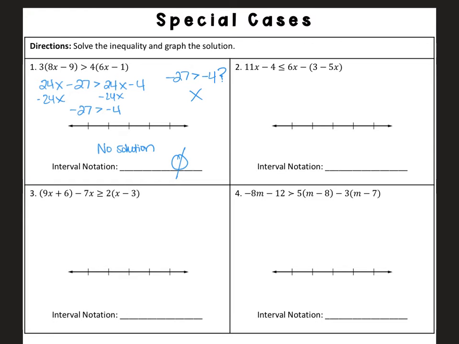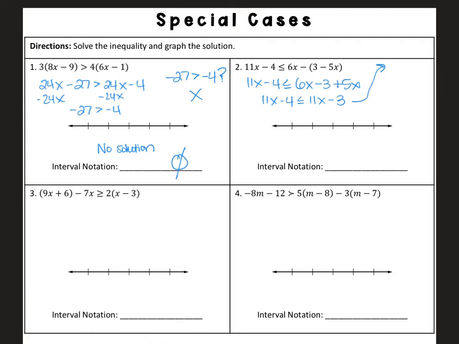All right, number 2, we would solve like normal. 11x minus 4 is less than or equal to 6x, and then distribute that minus sign to each term. So minus 3, and then negative 1 times negative 5x, that's just plus 5x. So we get 11x minus 4 is less than or equal to, combine like terms, so 6x plus 5x is 11x. So we get 11x minus 3 on the right-hand side.